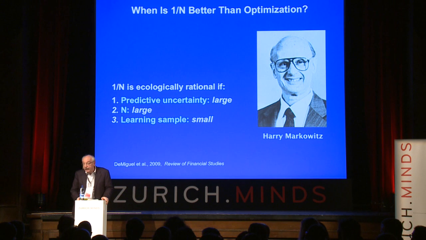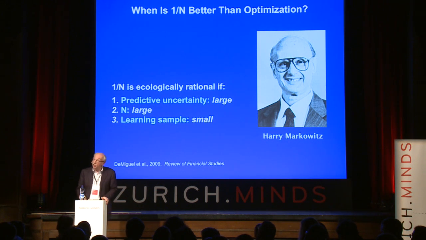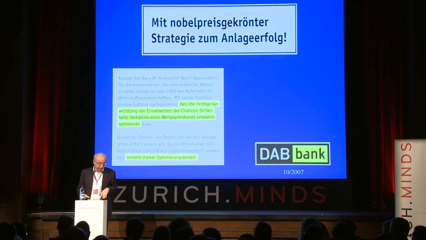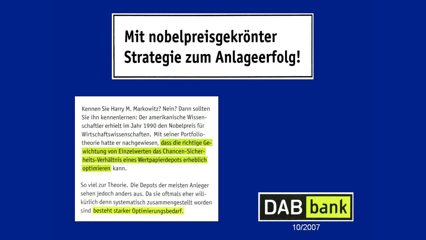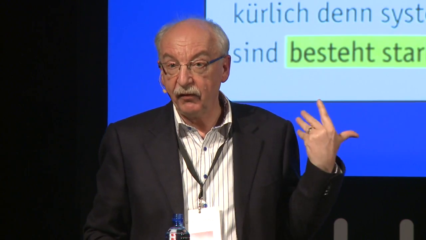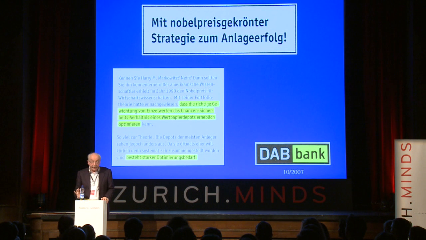Do our banks understand these connections? I'm not sure. I'll show you a letter I got from an internet bank where I'm a customer. It's in German, I translate: with Nobel Prize winning strategy to success in investment. And then the letter says, do you know Harry Markowitz? No, you should know him, and the story is told that he won the Nobel Prize. And the bank now uses his method, and warns against your intuitions. And you see, what this bank has not understood is that I sent the letter 500 years too early.